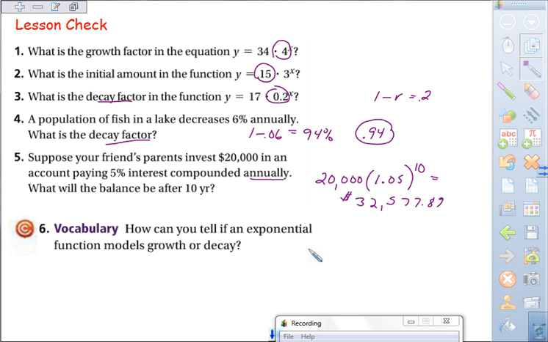Number 6, how can you tell if an exponential function is growth or decay? So growth, what does our scale factor have to be? Greater than 1. Decay, our rate has to be less than 1 and greater than 0.